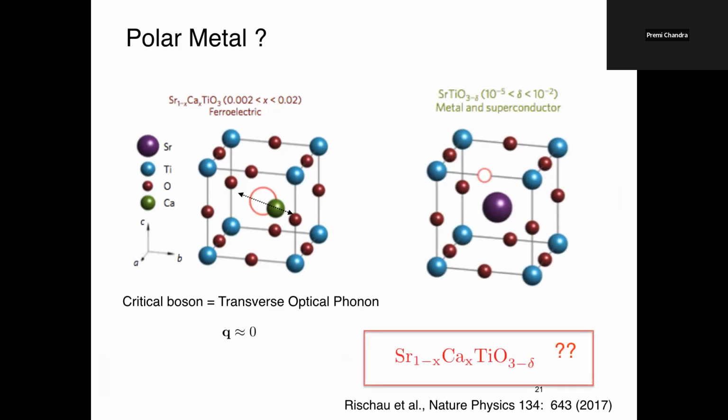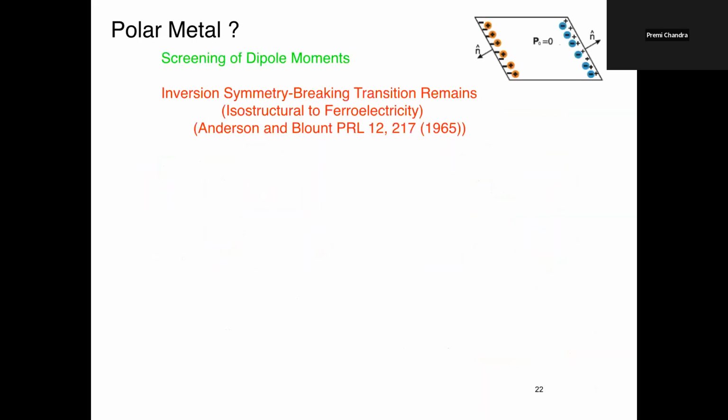So across the channel, Cameron Bania and collaborators have actually looked at what happens if you drive it both ferroelectric and metallic at the same time. And it turns out that even though this paper is relatively recent, this is a very old idea. What happens in a polar metal? Well, as Frank alluded to, you can get this. Anderson and Blount in the 60s actually suggested a polar metal. They said, what happens if you take a polar insulator and sprinkle it with electrons?